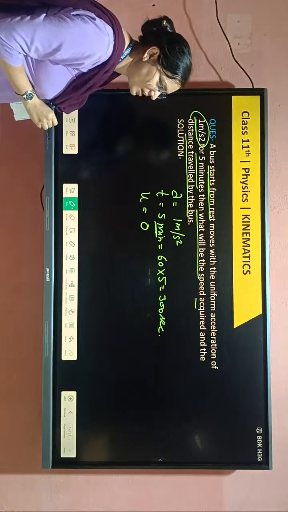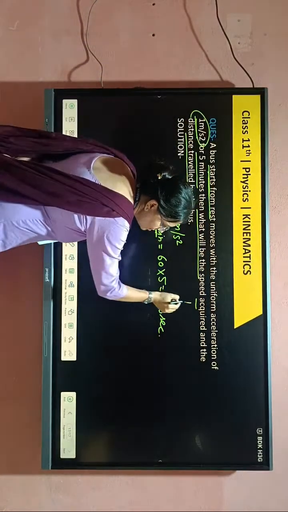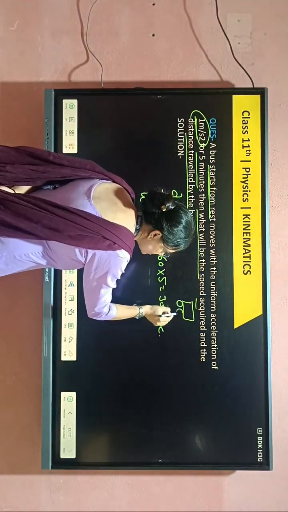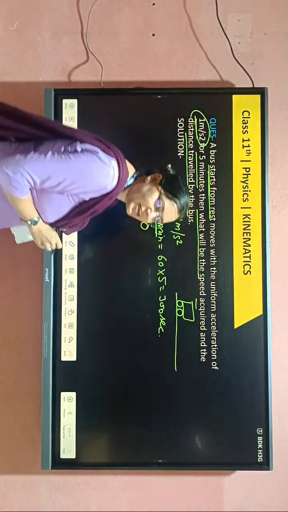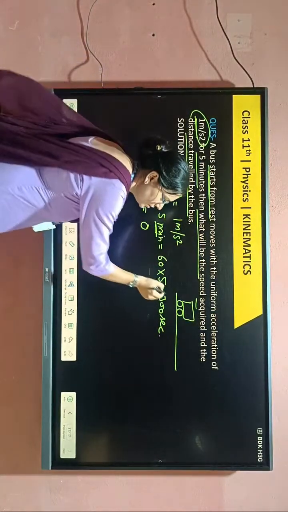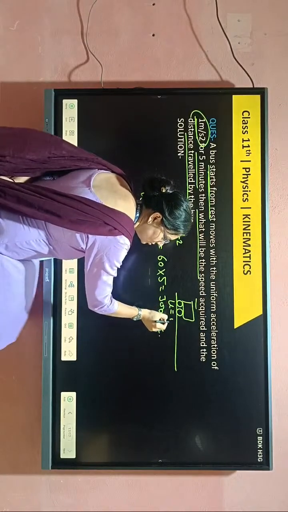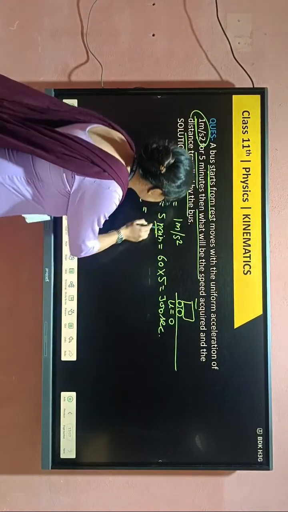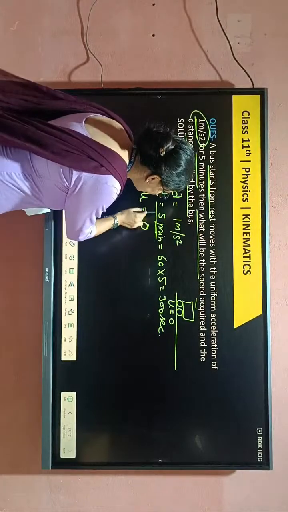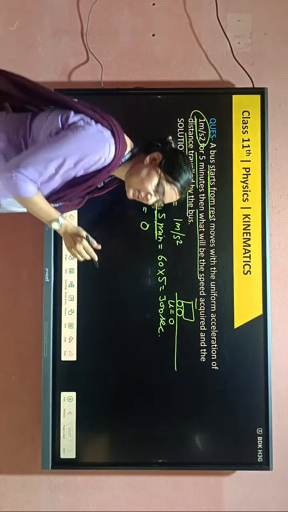Here we have to find out how much speed. Let here a bus is given. This bus we are taking initially starting from rest, given in our question, so we can write u equal to 0.